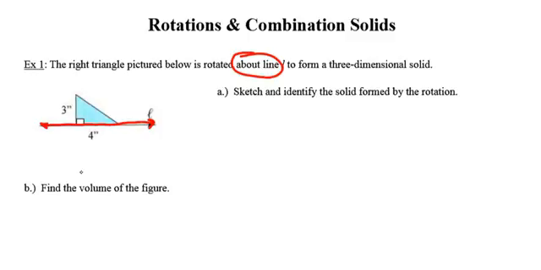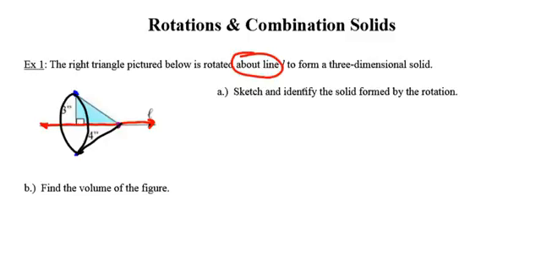So if we turn the triangle about that line, this blue vertex up here is going to come down here. The purple vertex, because it's already on line L, is going to stay put, and we're going to generate this cone-shaped solid. The radius of this cone-shaped solid is the 3 inches. The height of this cone-shaped solid is the 4 inches.